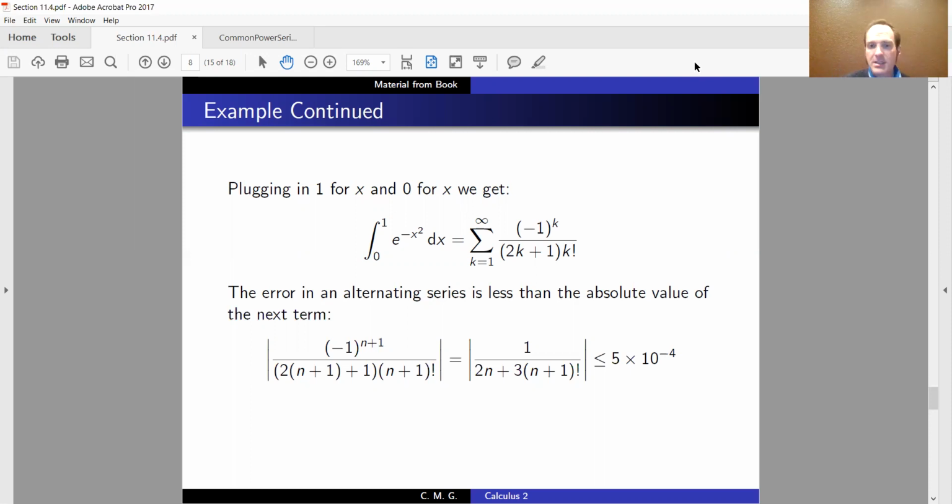And unfortunately, at this point, we're just going to plug in numbers for n and see what n I should choose in order for this to work out. And the answer is actually n equals 5.